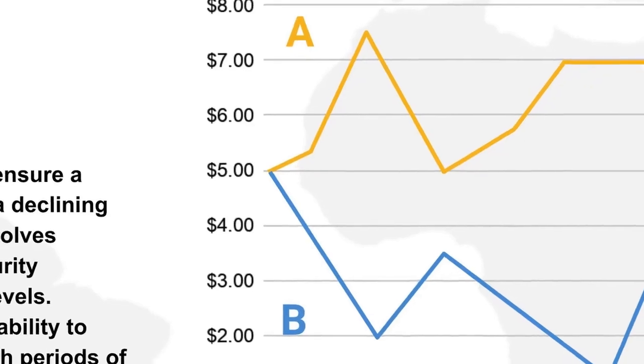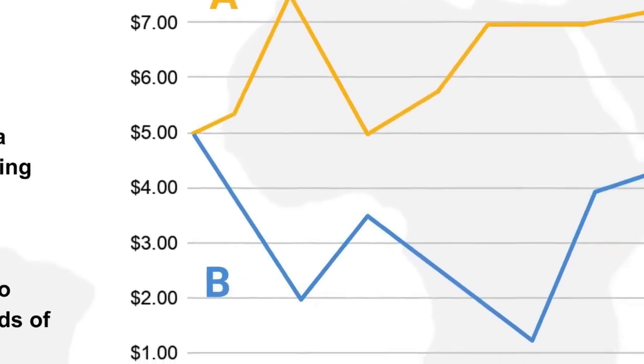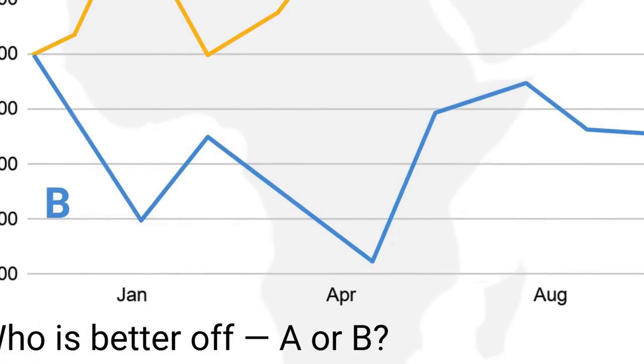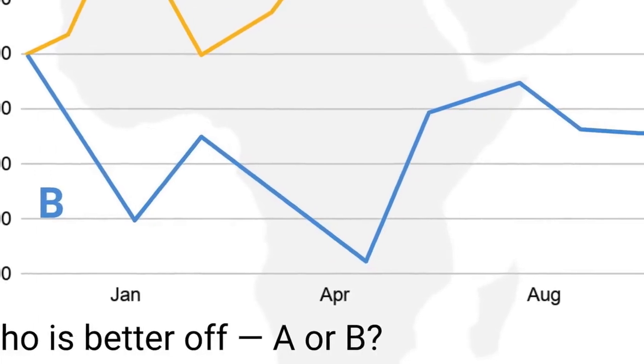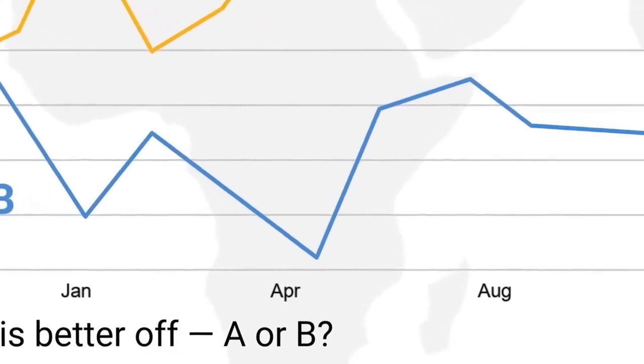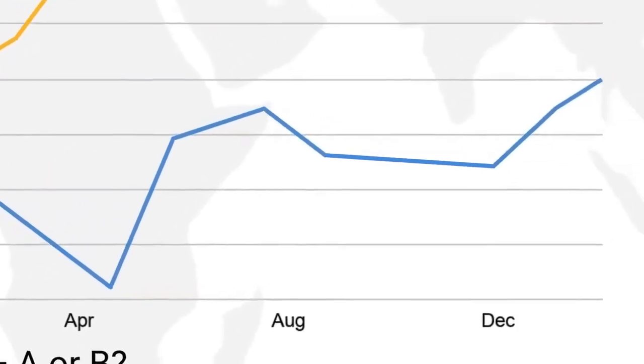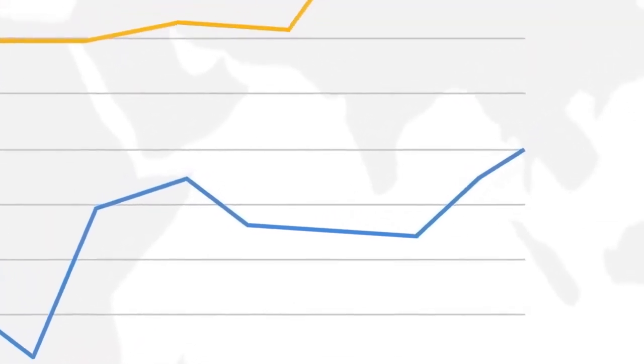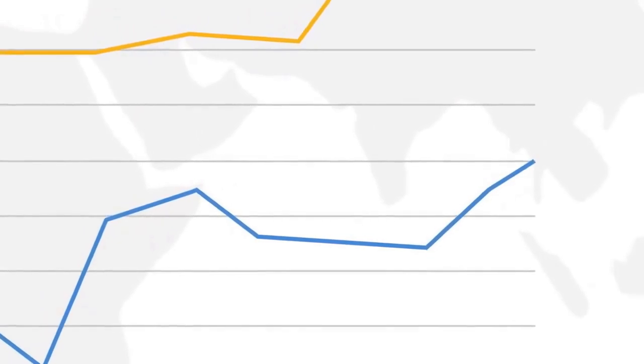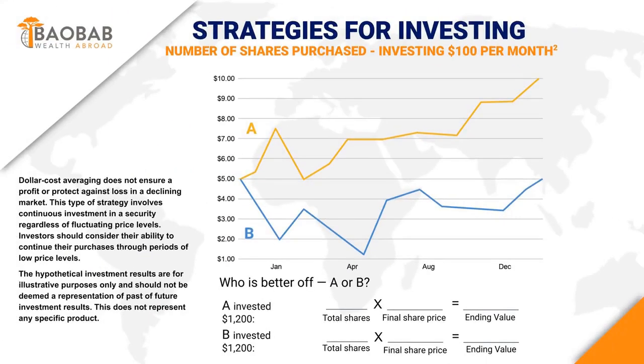Investment B, on the other hand, is going to drop as soon as the year starts, by quite a bit actually, and is then going to spend the entire year below its starting point. By the end of the year, it will just make it back to the starting point of $5 a share. So this is a 0% rate of return for the year, as it started and ended at the same price. Which one would you like to have invested in?